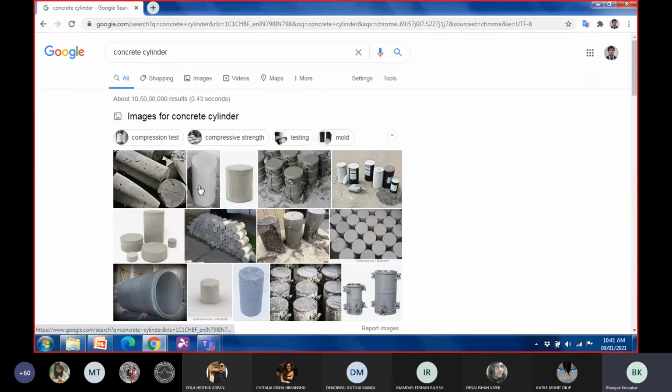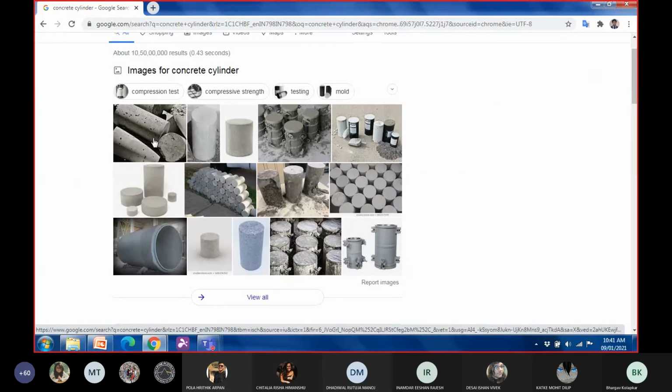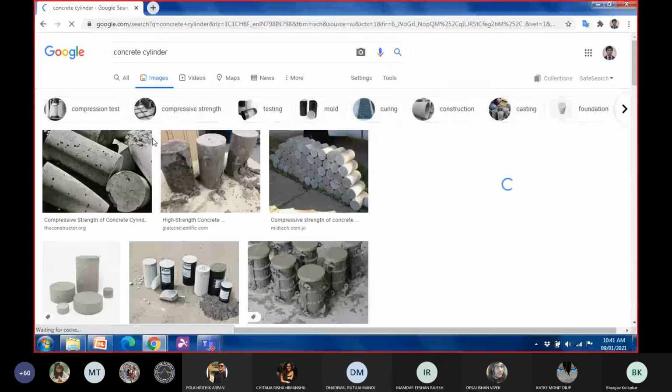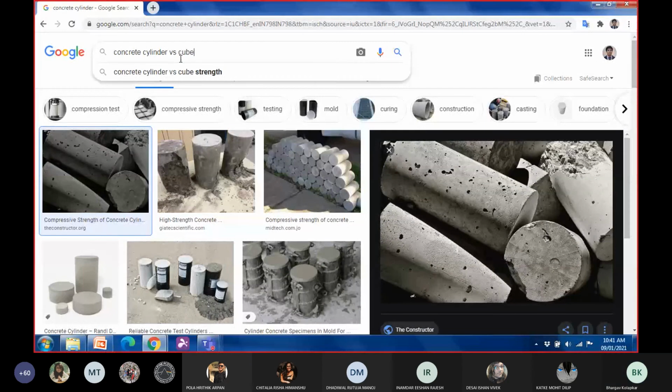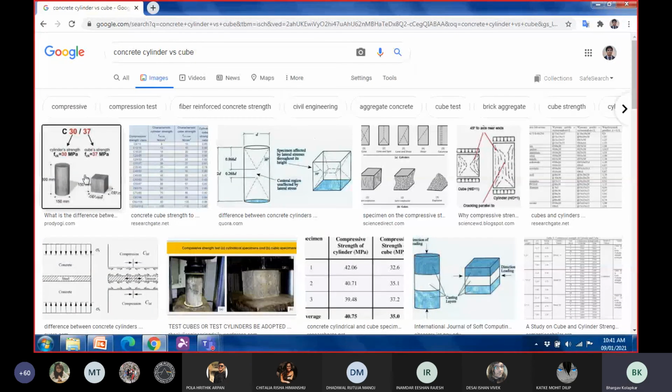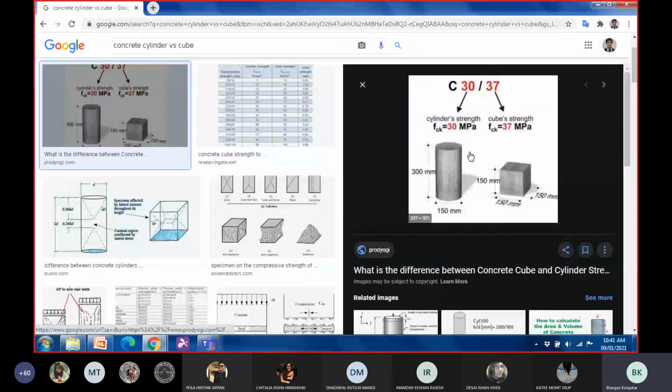So this is a concrete cylinder. The size of a standard concrete cube is 15 centimeters by 15 centimeters by 15 centimeters, and that of a cylinder is 15 centimeters in diameter, and the height is 30 centimeters.